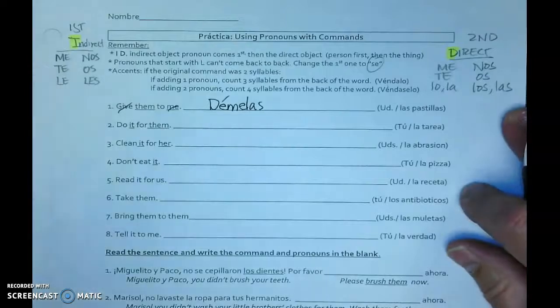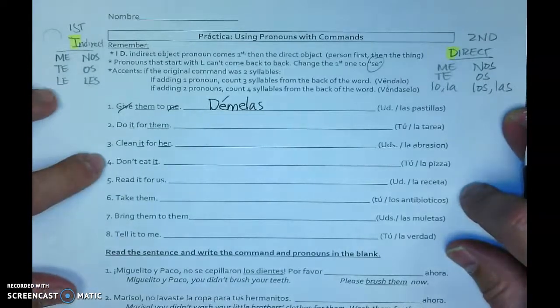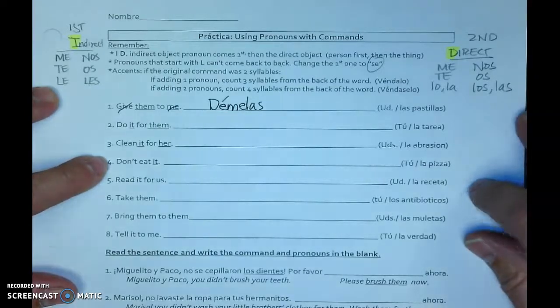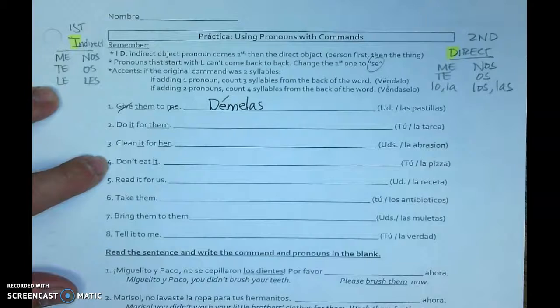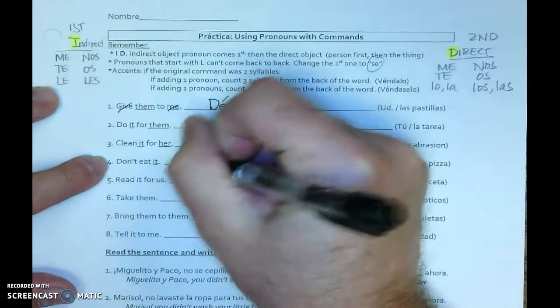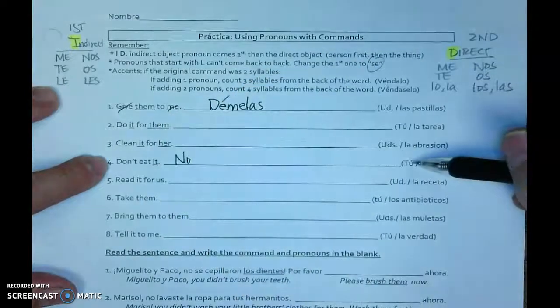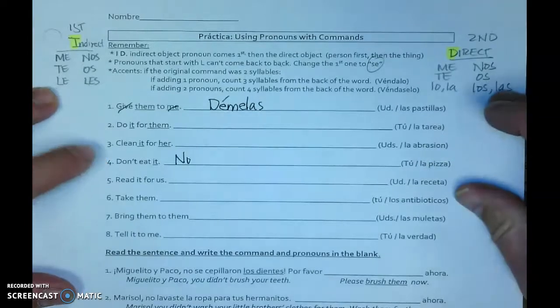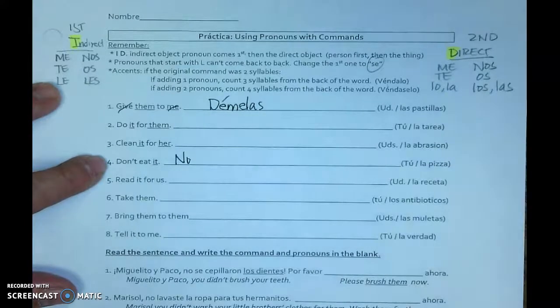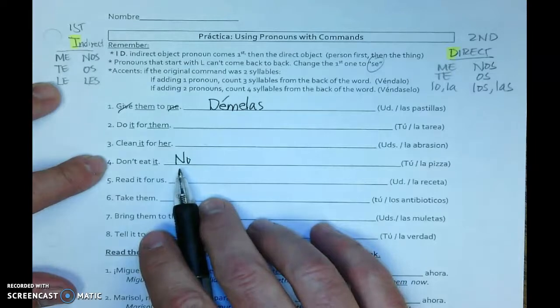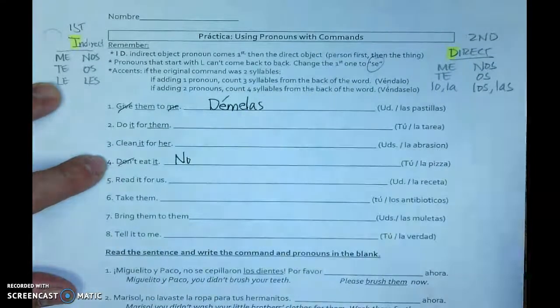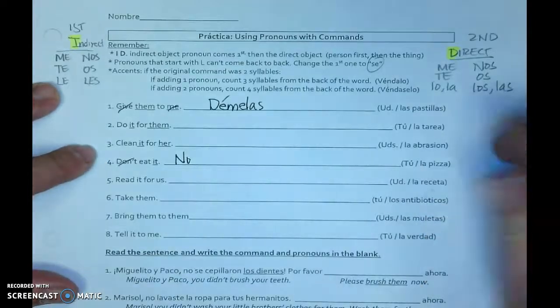All right. Let's try a negative one. Number 4, don't eat it. So remember, with negative commands, you start with the word no. So we're going to start with the word no. And then this is going to be a tú command. It's informal. And the word it refers to la pizza. So we have the word no, which is basically don't, and then eat. That's going to be comer. It's a tú command, and it's negative.